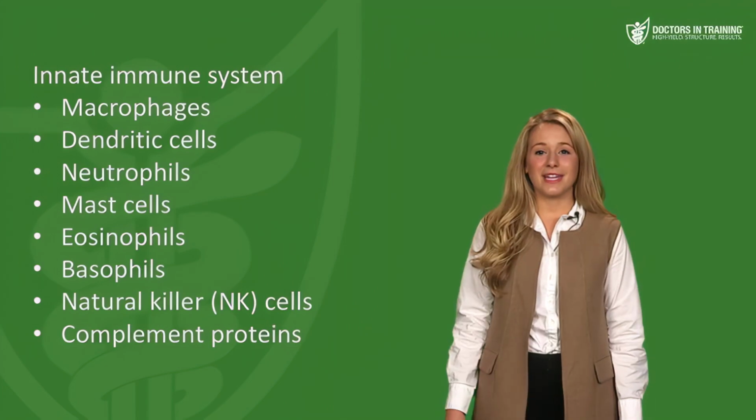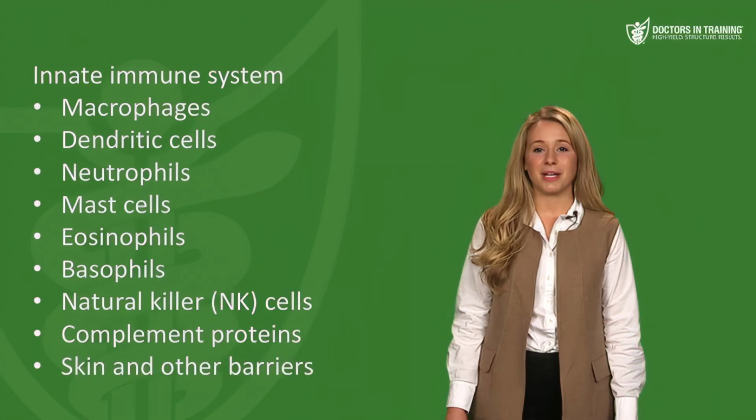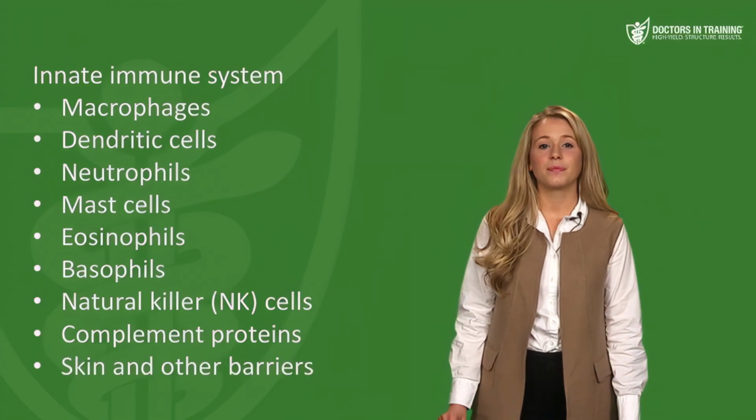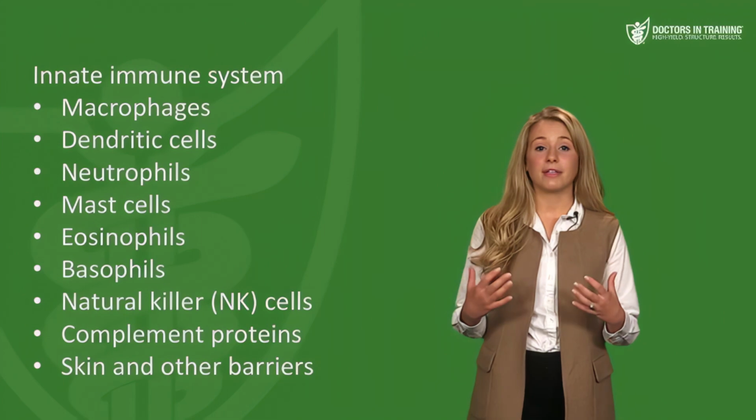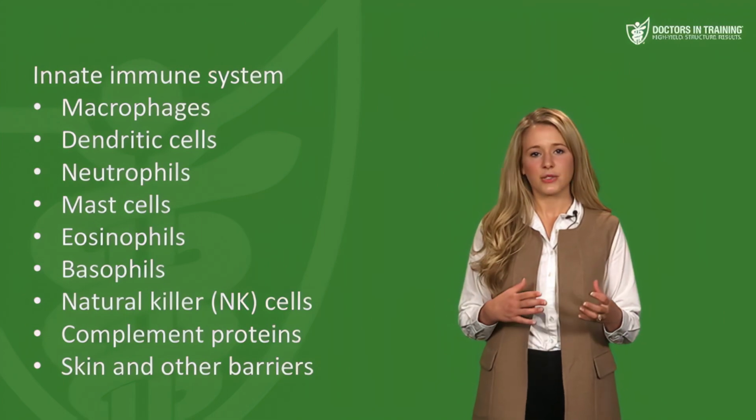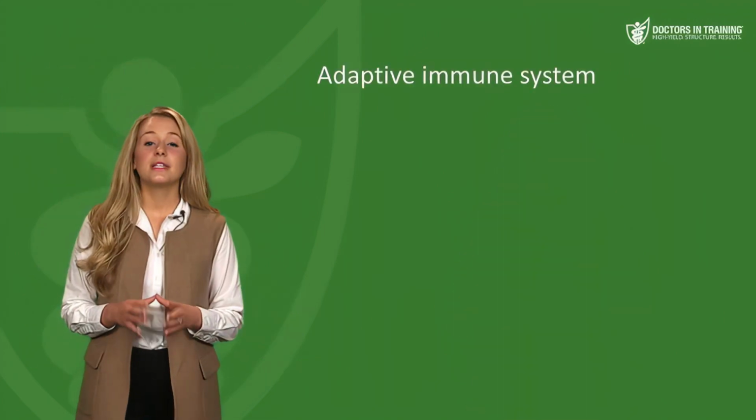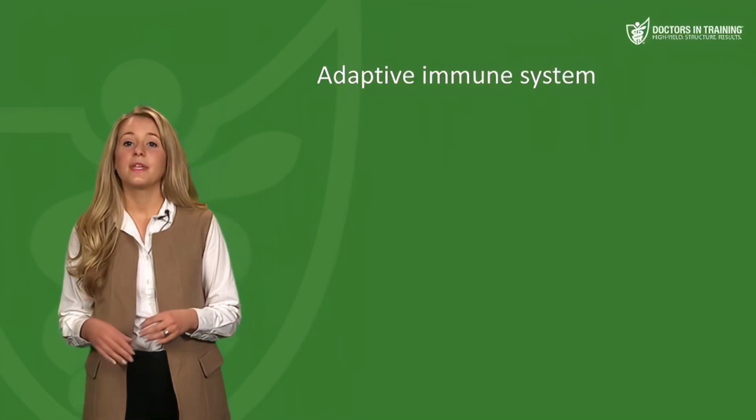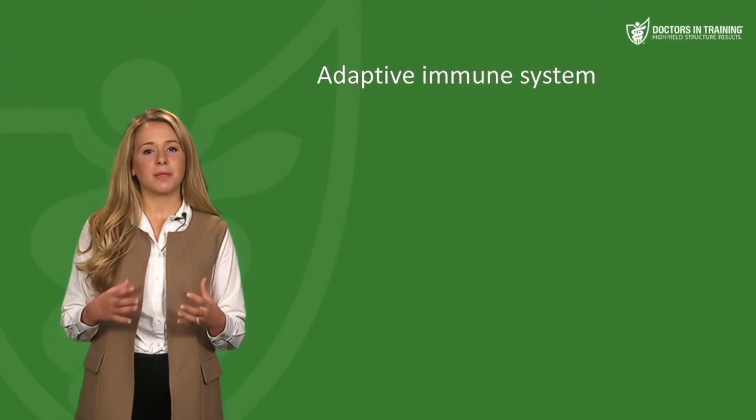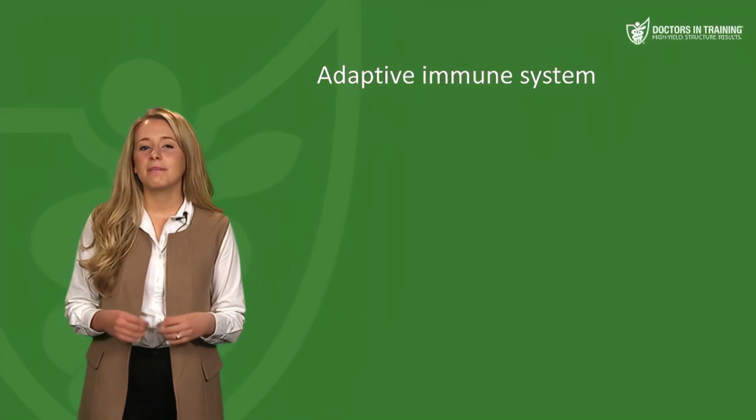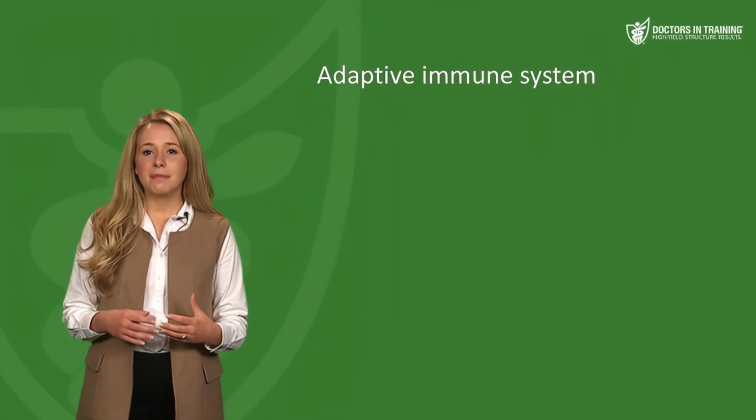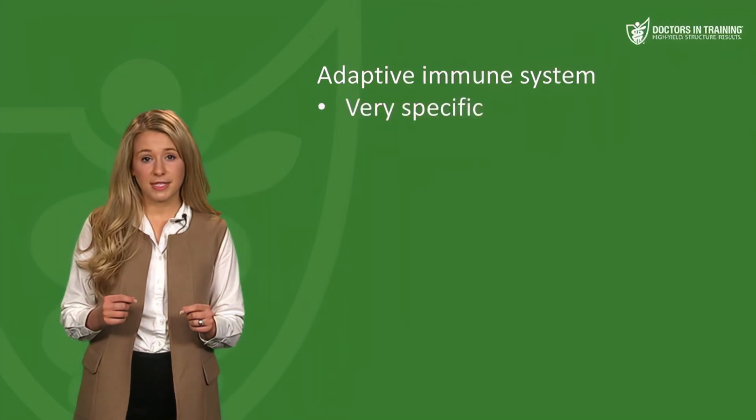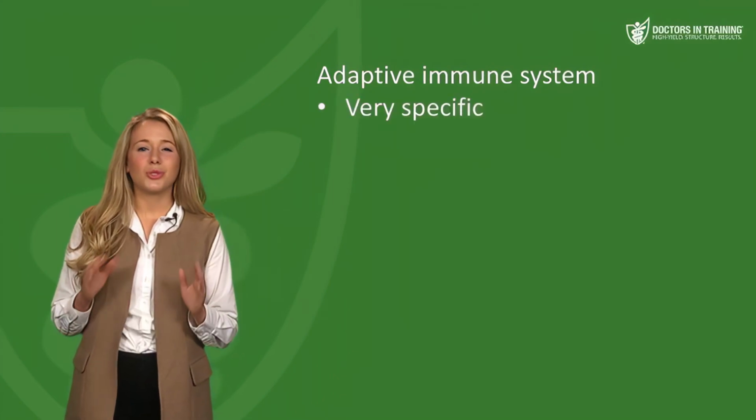And the last part of the innate immune system is just the skin and other barriers, like gut wall mucosa, which are like a wall that try to keep everything out. Very nonspecific and indiscriminate. Then to contrast the innate immune system with the adaptive immune system: the adaptive immune system is less primitive and more advanced. Instead of being non-specific, the adaptive immune system is very specific. It's like the immune system 2.0.